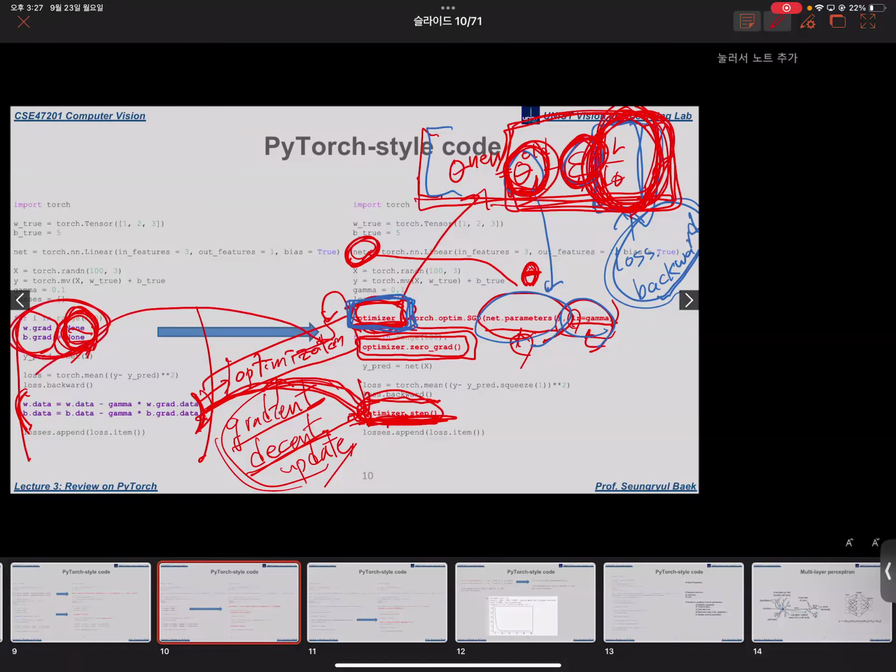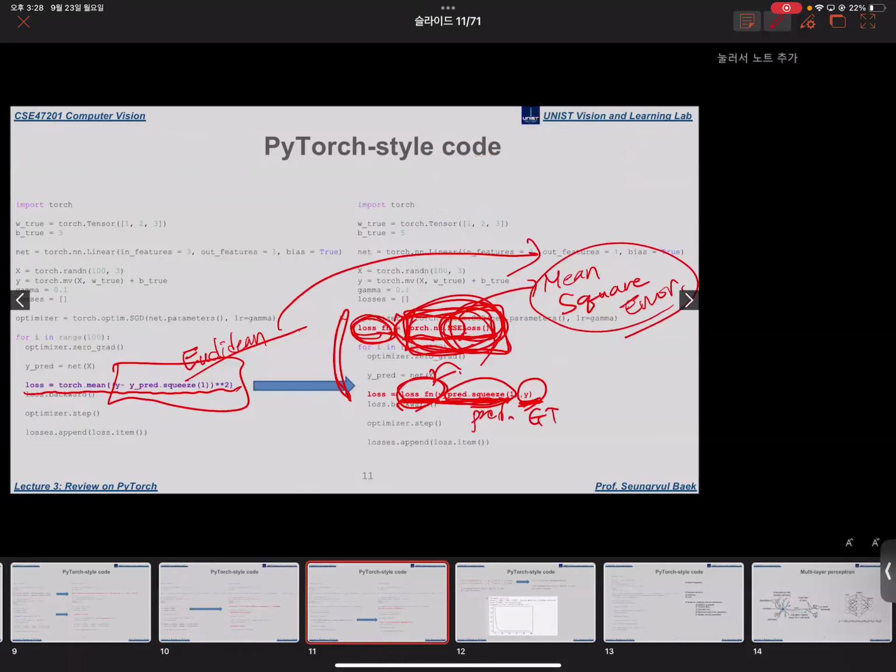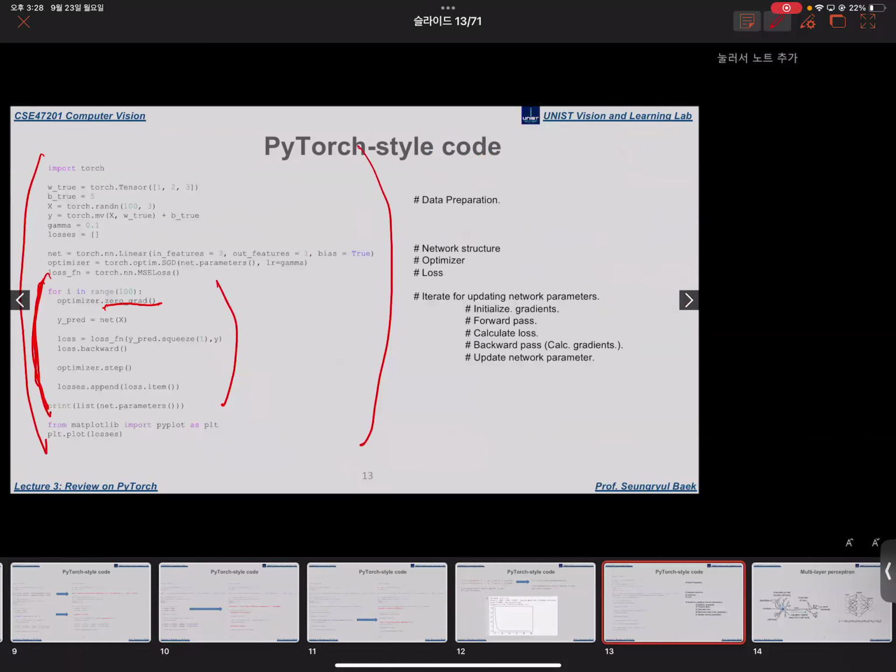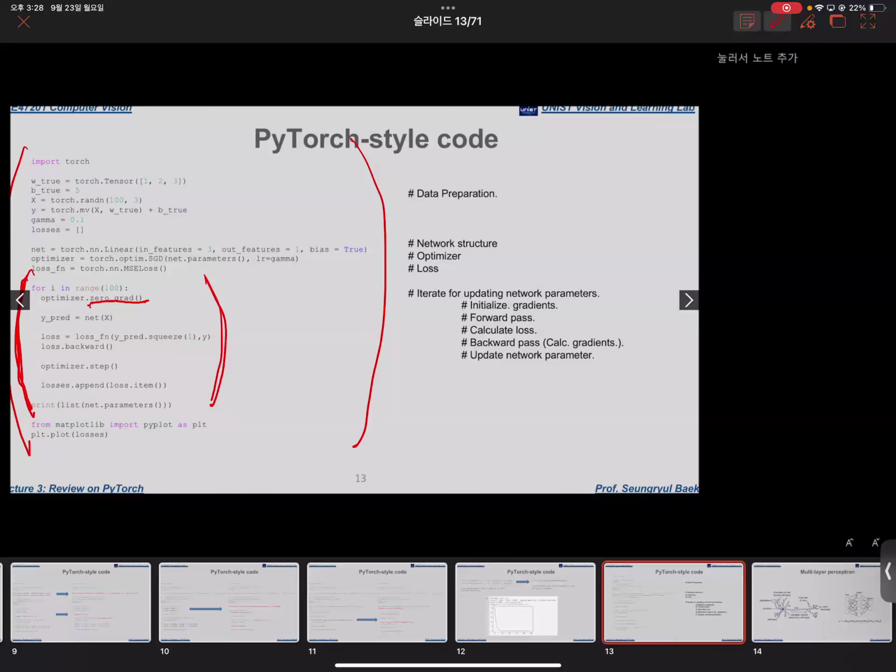I mean, if the number of parameters becomes larger, calling this function also requires a very large number of lines of code. So rather than that, by specifying it using the optimizer, you can simplify the code. Okay. So the resultant code becomes like this.